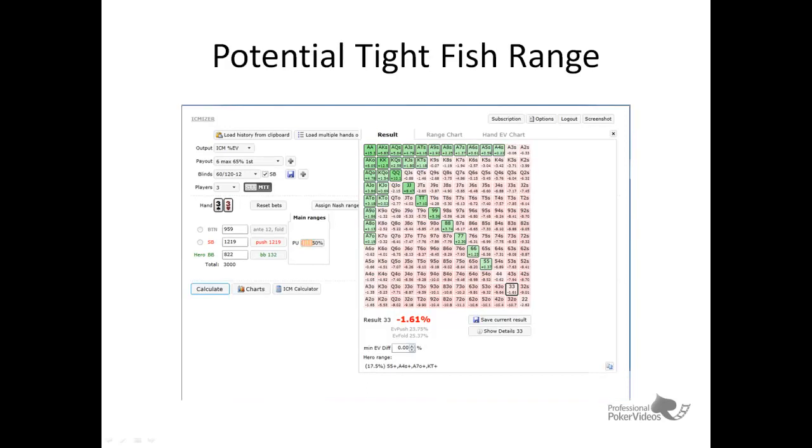But if we take the tight fish, and he's only shoving, for example, 50%, which I think is perfectly reasonable to assume, then not only would pocket twos be a clear fold, but pocket threes would now also be a clear fold. And PSM calculator will not give you this answer.